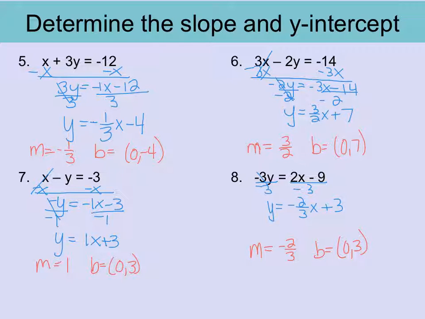Okay, so number 5 should be y equals -1/3 x minus 4, and your slope is -1/3 and y-intercept at 0, -4. 6 should be y equals 3/2 x plus 7, so slope is 3/2 and y-intercept is at 0, 7. 7, y equals 1x plus 3, slope is 1, and you can have 1 over 1, and then your y-intercept is at 0, 3. And then number 8, y equals -2/3 x plus 3, slope is -2/3, and then y-intercept is at 0, 3.